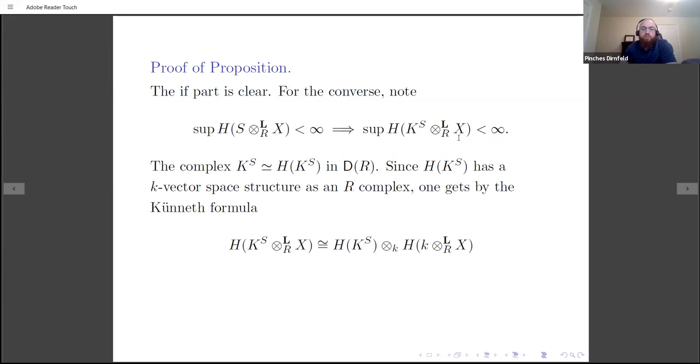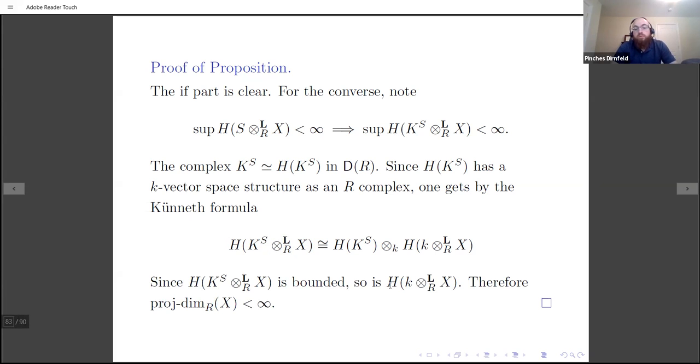So we can use the Künneth formulas to show that K^S tensor X is quasi-isomorphic to the homology of K^S tensor over k with k derived tensor with X. Now we assumed this homology is bounded, right? So the homology of k derived tensor X also has to be bounded, but this homology measures the projective dimension of X over R. So this shows that the projective dimension of X over R is finite.